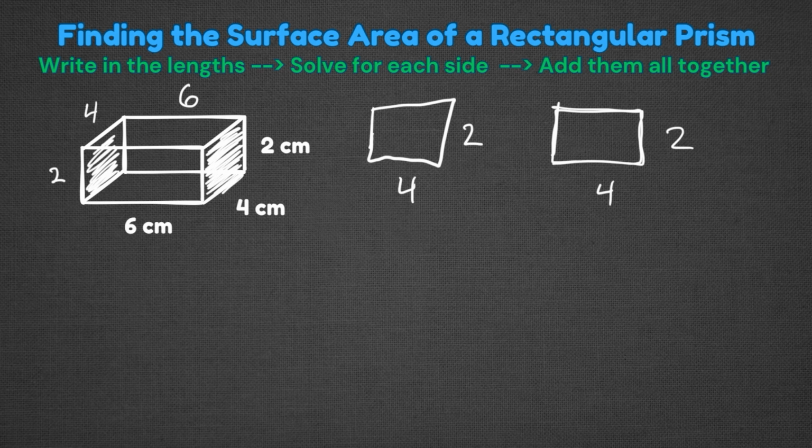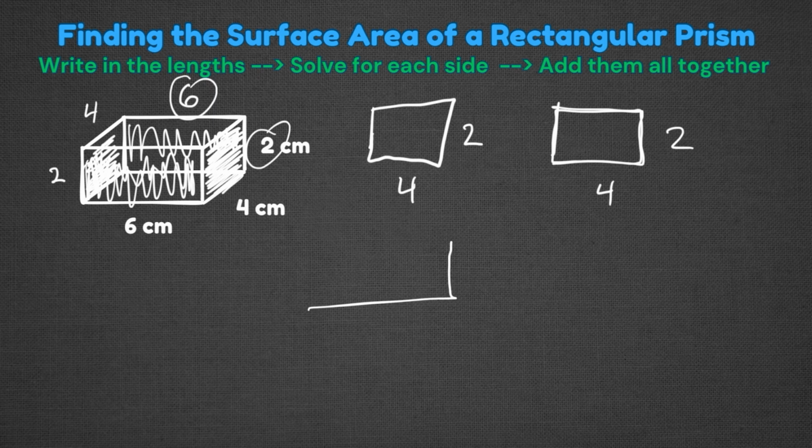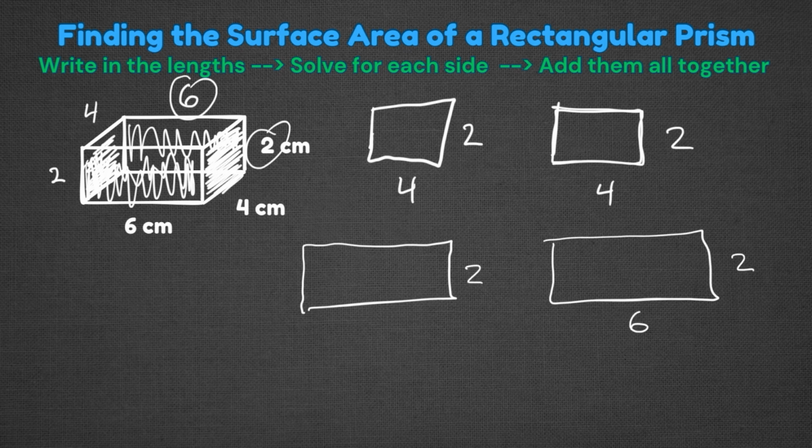Okay, now I see that if I look at the front of this shape, I have a 2 by 6. See that right there? And I actually have one in the back as well because I can see that this is 2 and this is 6. So I'm going to draw 2 more 2 by 6s. Let's see how pretty I can make these. Not too bad, but also not too good.